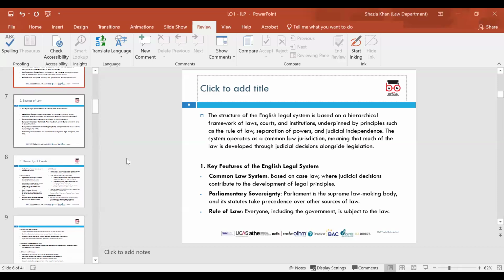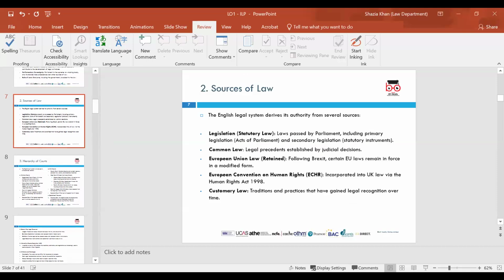Yep. So then we look at the sources of law. The sources of law are the foundations from which legal rules and principles emerge, primarily statutory law, case law, and customary law. Statutes, as we said, are enacted by legislative bodies. Cases consist of judicial decisions, so judges made decisions. Legislation is passed by Parliament, so it's the main thing that Parliament passes that we have to follow.